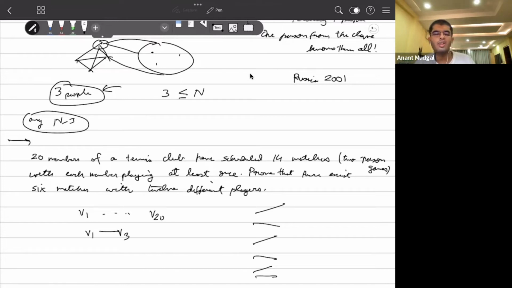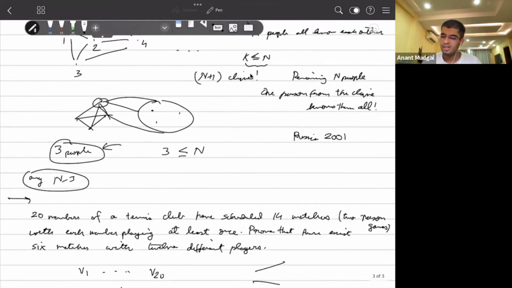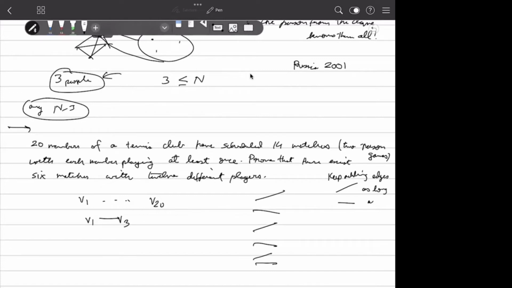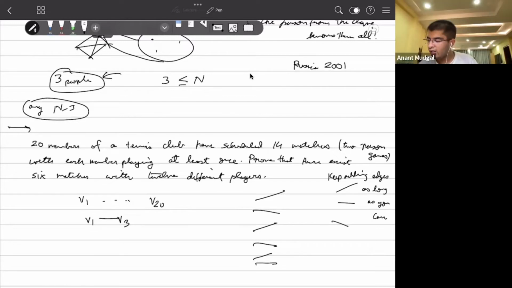So what's the natural thing to look at? Well, what's the largest such collection of edges? Previously also, there was nothing which stopped you from adding a new person. There's nothing stopping you from adding a new edge as long as you can. So I just keep adding edges. But then we'll need to prove that it stops at 6 edges. So you need to prove that this stops at 6.